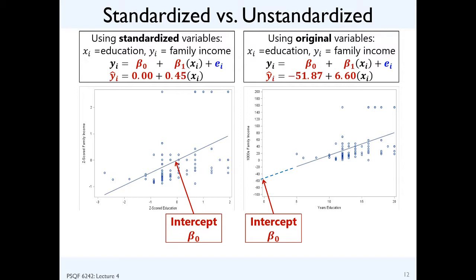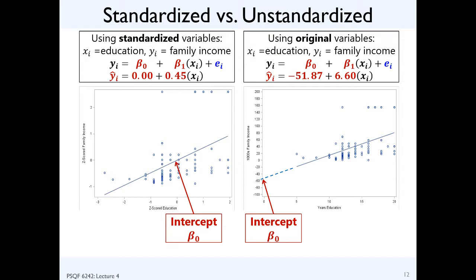The lowest value of years of education in this data set is 5, and the highest is 20. So I had to extend the regression line out to here to show you what the intercept is. So if you never go to school, your average income for your family is predicted to be in the hole by $52,000.